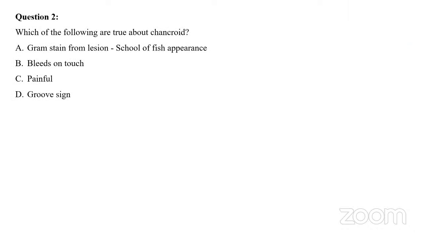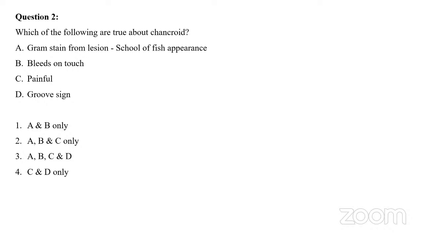Okay, so we'll move on to the next question. Which of the following are true about chancroid? A, Gram stain from the lesion which shows a school of fish appearance. Option B is bleeding on touching. Option C is painful. And option D is groove sign. Among these options, we know that in chancroid it is painful, and it bleeds easily on touching. And if you do a Gram stain, it will show a school of fish appearance.